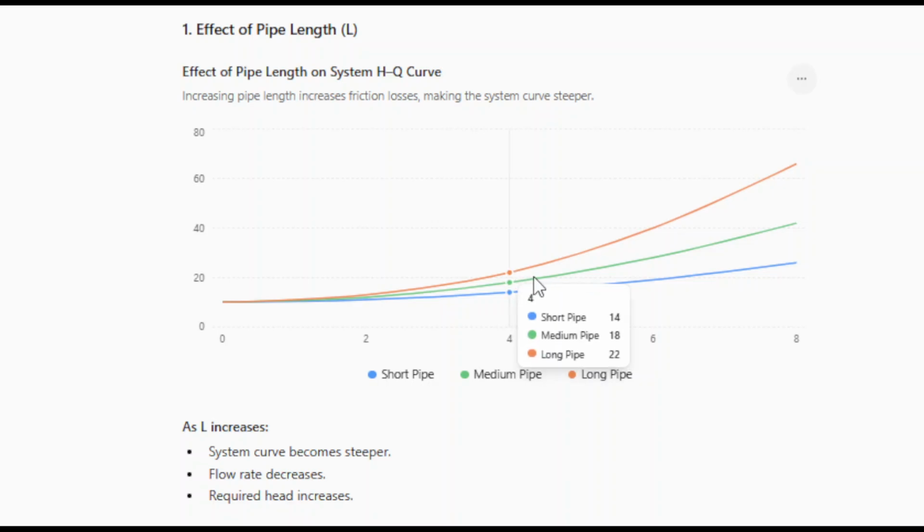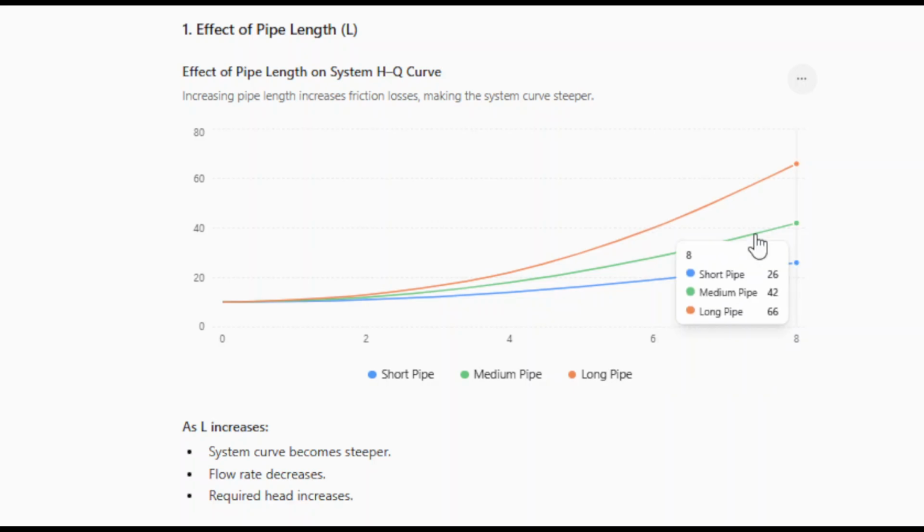Let's begin with the blue curve, which represents the short pipe. Because the pipe is short, the water travels a shorter distance. As a result, friction losses are lower, so the required system head increases gradually with flow rate. This produces the flattest curve. Now look at the green curve, which represents the medium pipe length. Since the pipe is longer, the fluid experiences more friction. Therefore, for the same flow rate, the system requires more head than the short pipe. As a result, the curve becomes steeper.